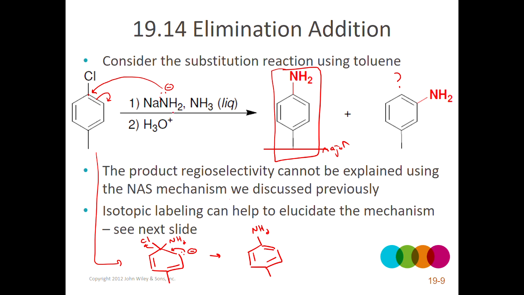I mean, we can't even imagine how the nitrogen would be able to attack this other group, or the other carbon. If it attacked there, how would the chloride get pushed out? So that's a mystery if you're only imagining the mechanism we just previously discussed. So there's an alternative mechanism that's at play when you use a strong nucleophile if there's no electron withdrawing group. Right? So I want to point that out.